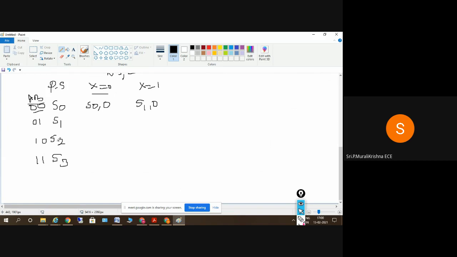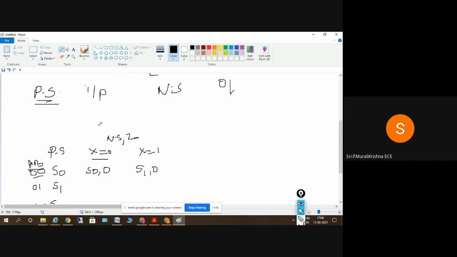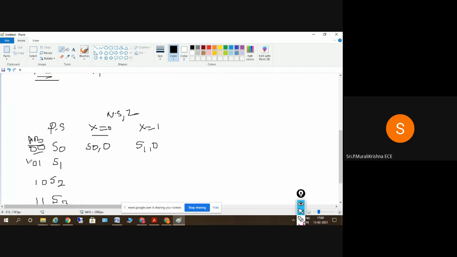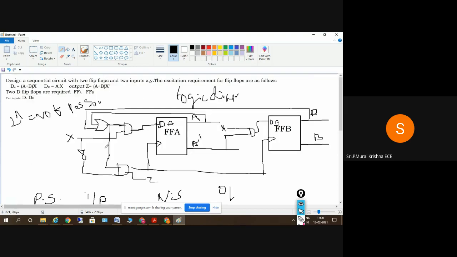Okay, and how about the next one here? For S1, 01, when X is equal to 0, the AB values are equal to 01 here. So what is the output I'll get here? The dA value, with AB as 0 1, so this is 0 and this is 1. And what is the value of X here? X is equal to 0. So since X is 0, I'll get a value of dA as 0.